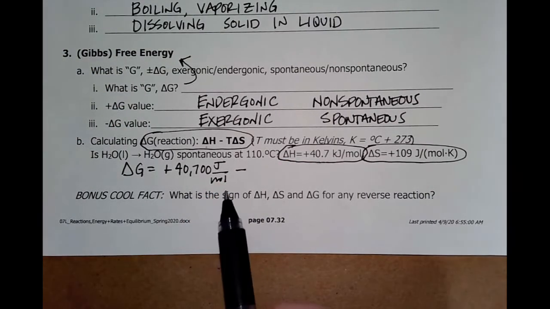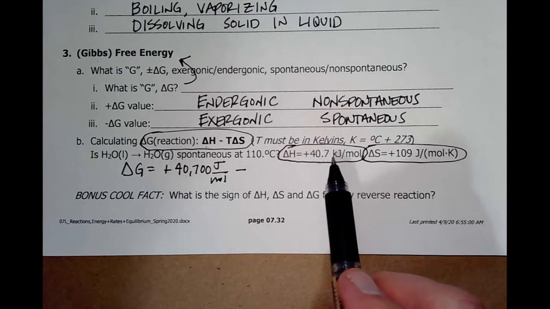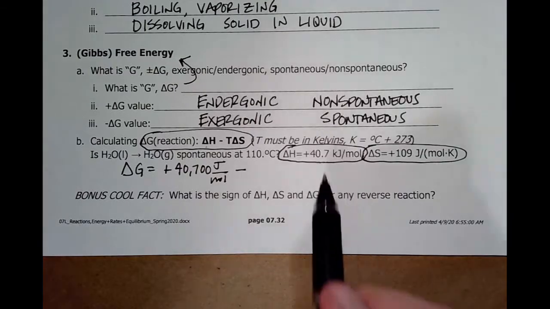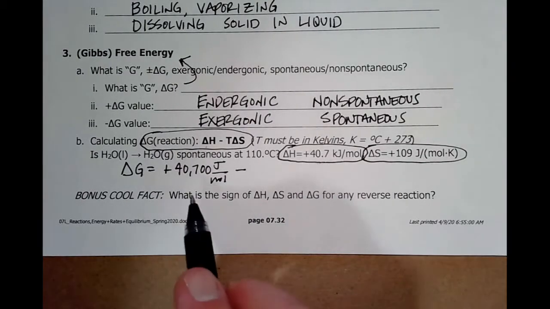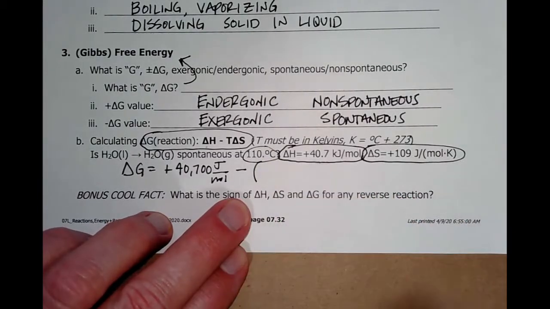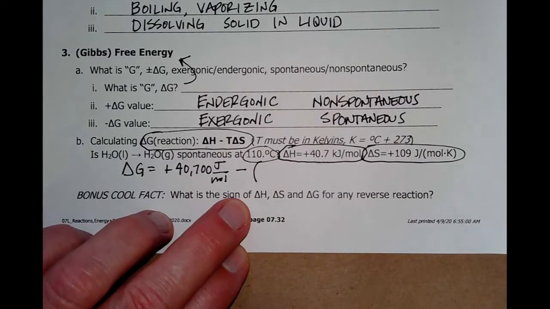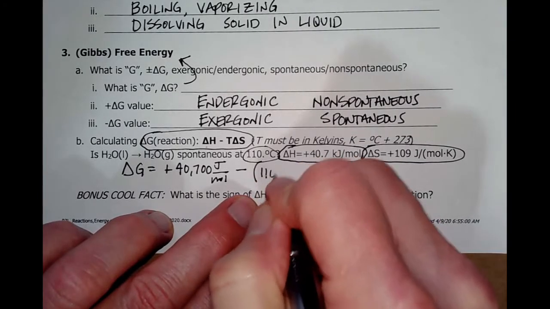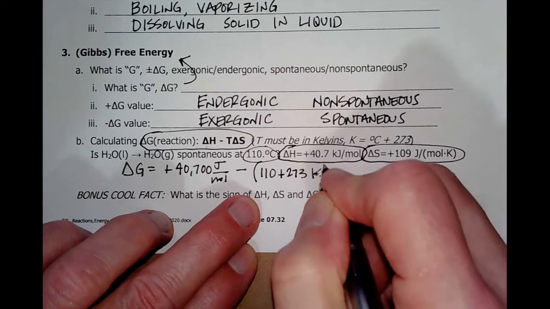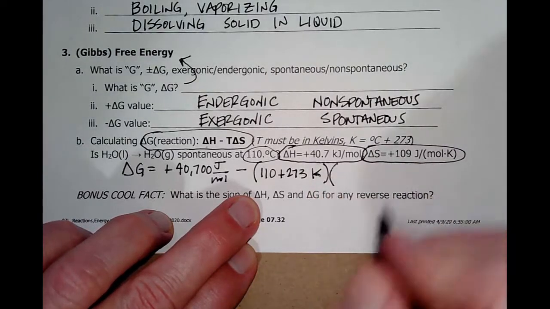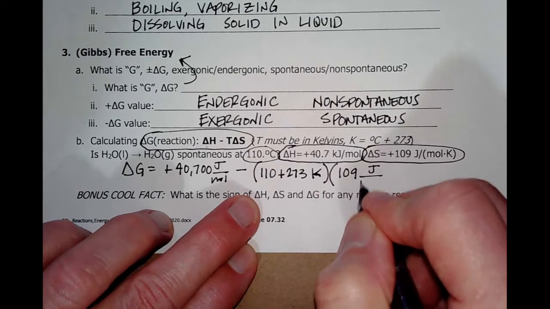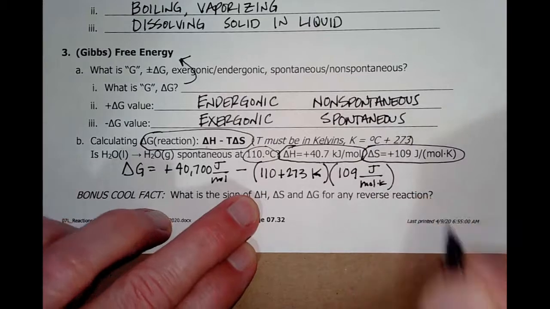Now, I did it that way because notice this is in kilojoules, this is in joules. Very commonly done that way. So I always just say, okay, why don't I just write them all in joules? So 40,700 joules minus the temperature, and I can't use degrees C. I have to use kelvins. So I'm going to do that plus 273. Now I'm in kelvins. My delta S is a positive 109 joules per mole Kelvin.